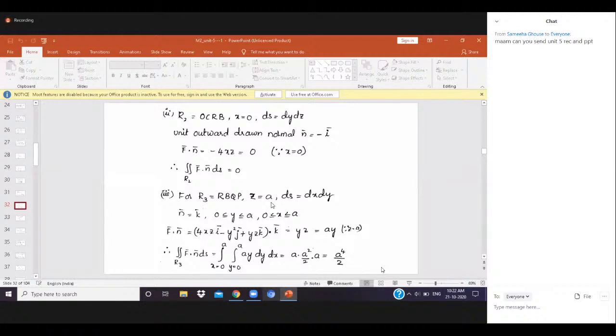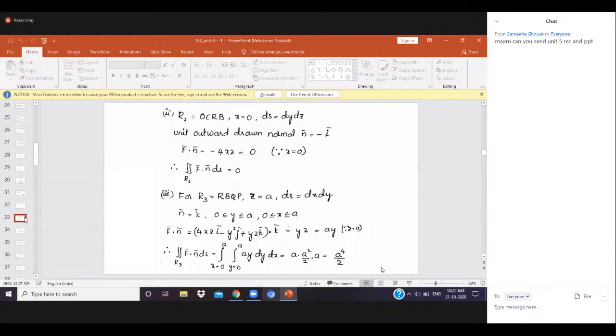Similarly, next surface, here we are calculating R3 equals RBQP. Here z equals a, ds becomes dx dy, and the unit outward drawn normal is k bar. x and y vary from 0 to a. So first we calculate f bar dot n bar, it becomes yz, but the z value we write as a, so it becomes ay because z equals a. Then the double integral over surface R3 of f bar dot n bar ds, after simplification, becomes a power 4 by 2.